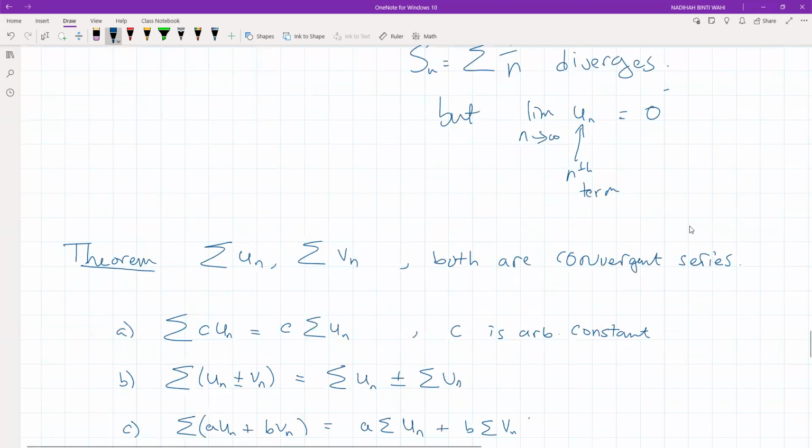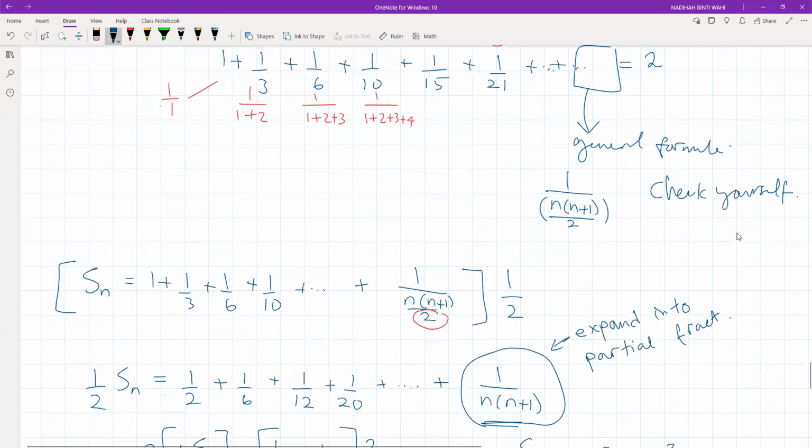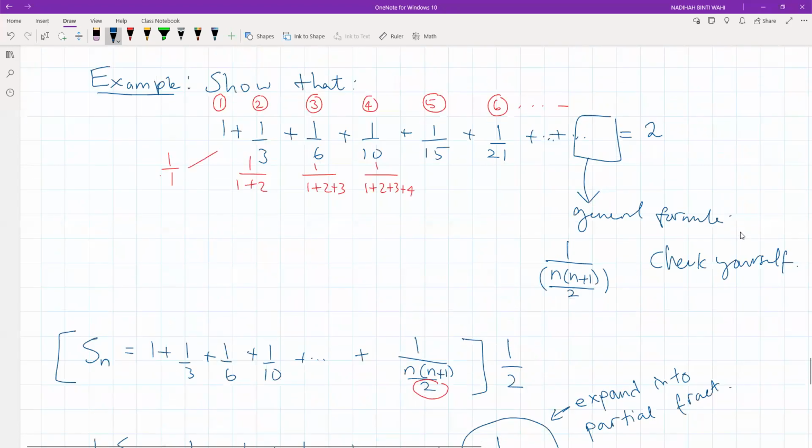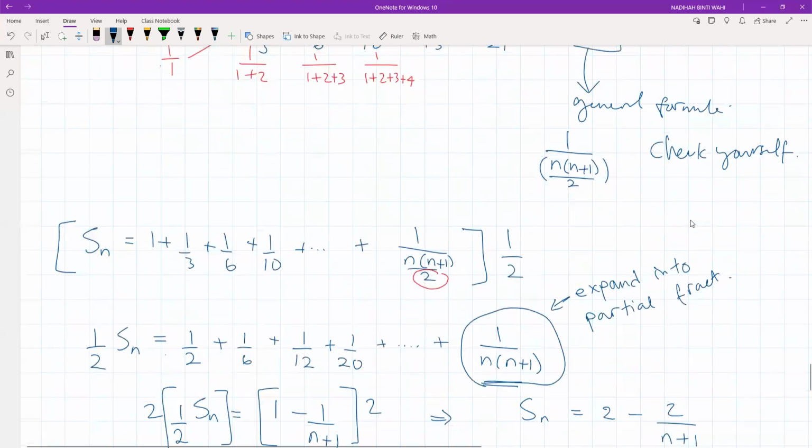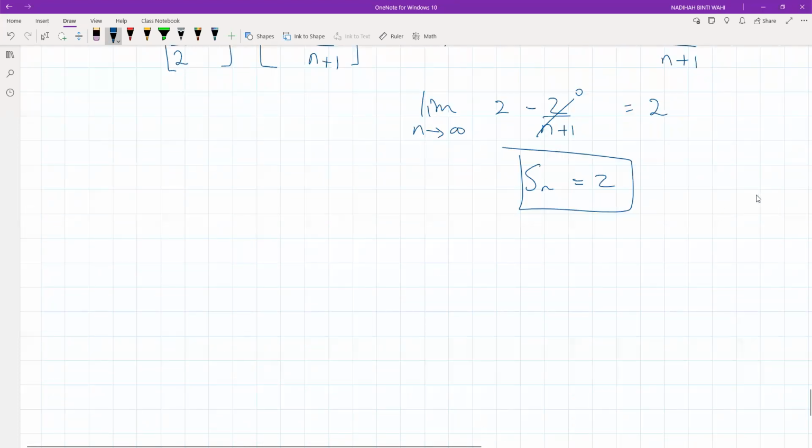For this one. Apa dia tadi? Tadi. This series, when n goes to positive infinity. Okay, ada soalan?